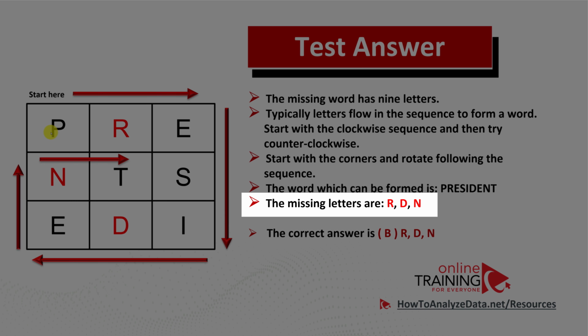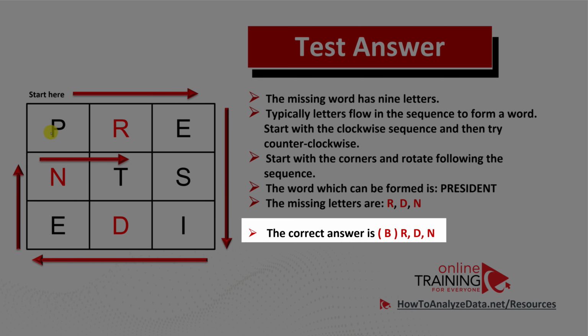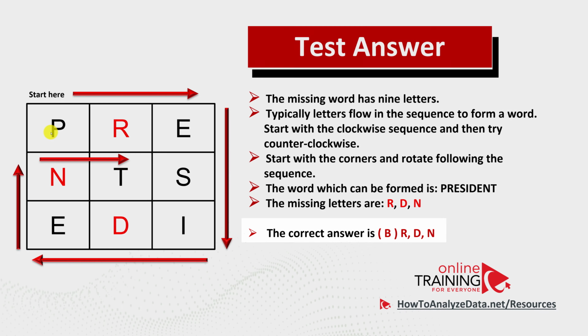So the missing letters are RDN, and the correct choice here is choice B, RDN. Hopefully you've nailed this question and now know how to answer similar questions in the test.